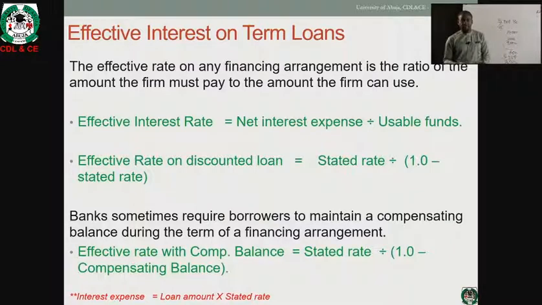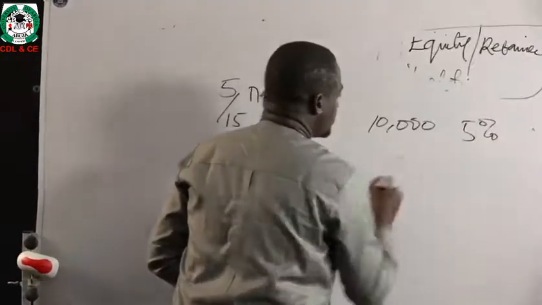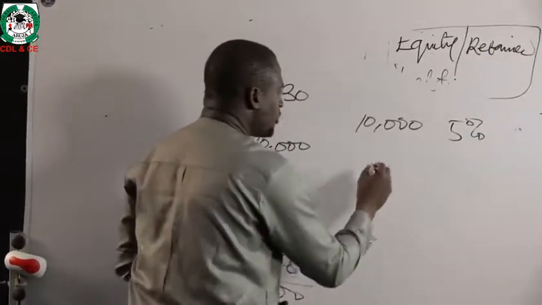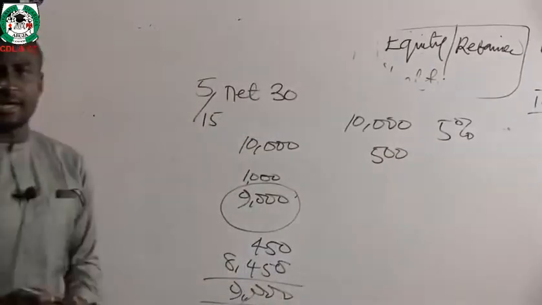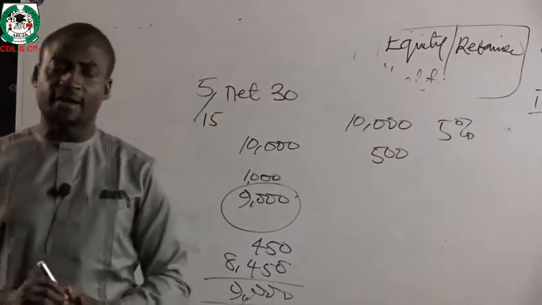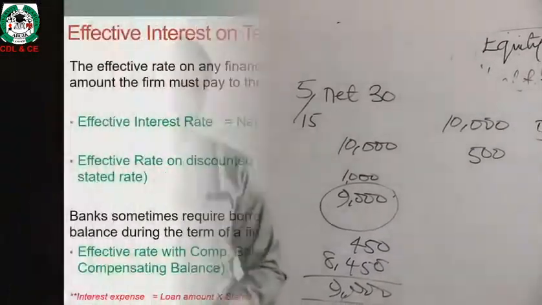An effective interest rate on a loan is usually the net interest rate. If, for instance, you took a loan of 10,000 at 5% interest, the interest per annum means that you are going to pay 500 as interest for every year that you owe this loan, up to the time that the loan will expire.